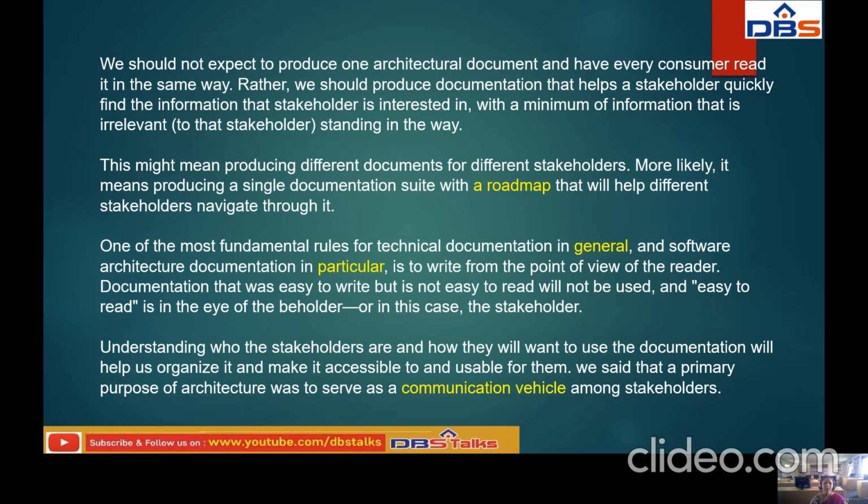Understanding who the stakeholders are and how they will want to use the documentation will help to organize it and make it accessible to and usable for them. We said that the primary purpose of the architecture was to serve as a communication vehicle among stakeholders. The main importance of the primary purpose of the architecture documentation is what? It serves as a communication vehicle among stakeholders. Most of the users read this and can communicate with this. This documentation seems like a communication vehicle among stakeholders. That is the main importance of this documentation.